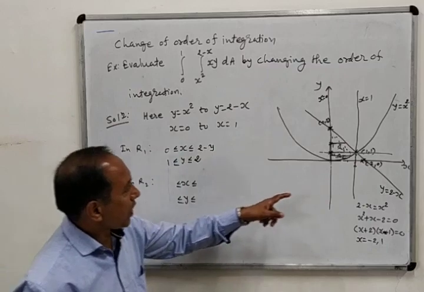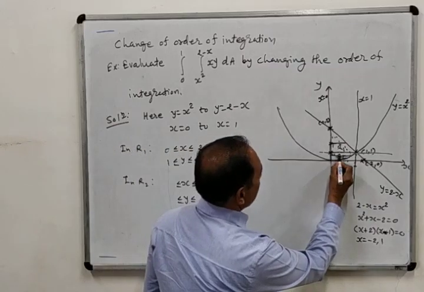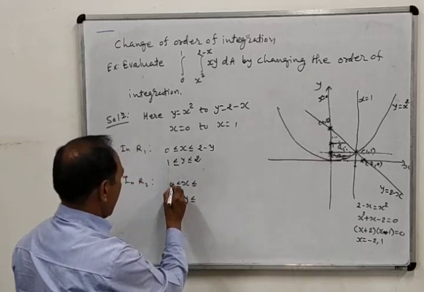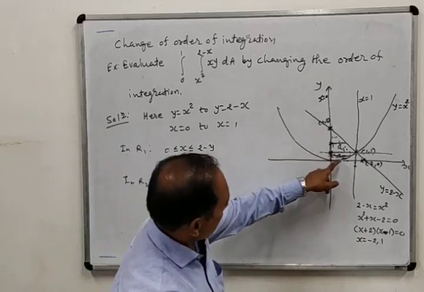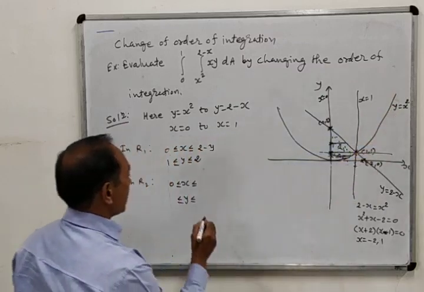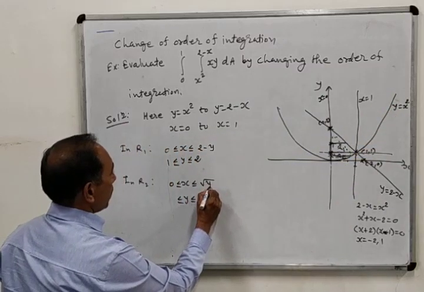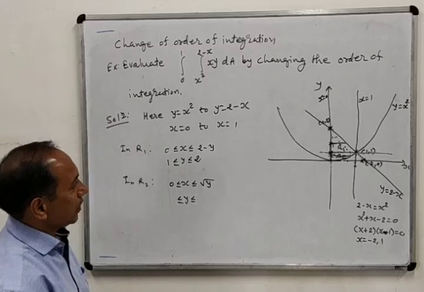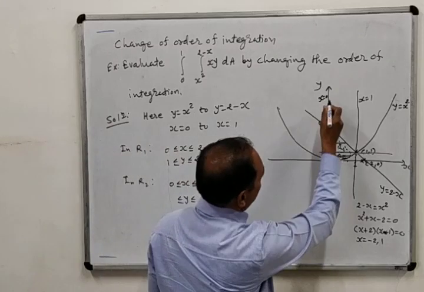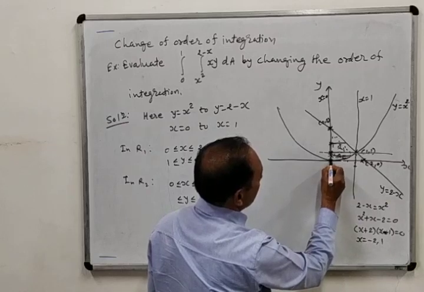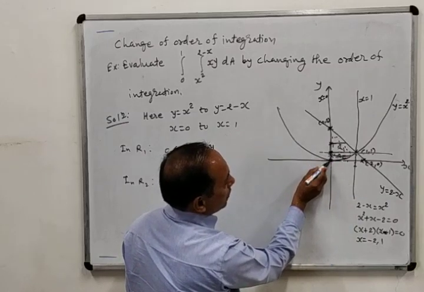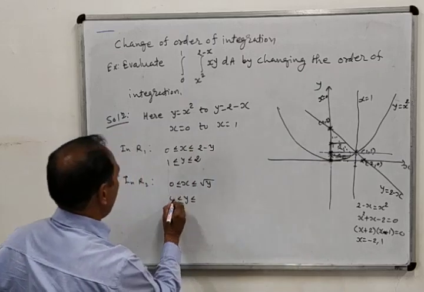Then we will go for R2. In R2 you can see that the left hand point is on y axis, so there x equal to 0. The right hand point is on this parabola where y equal to x, so x equal to root y. Okay. Now we will find out the limits of y, and for that focus on y axis where the region lies from this point to this point. So here y equal to 0 and here y equal to 1.